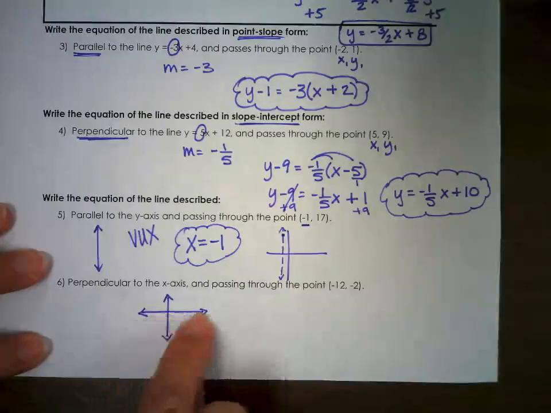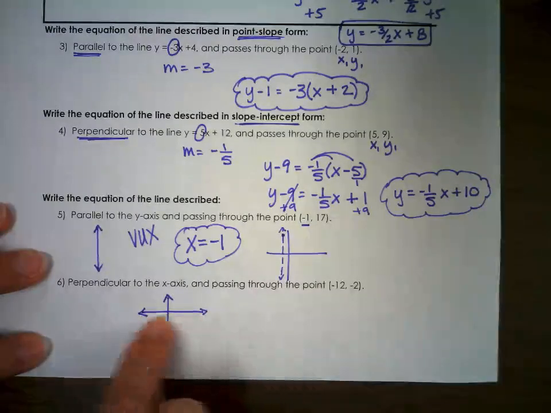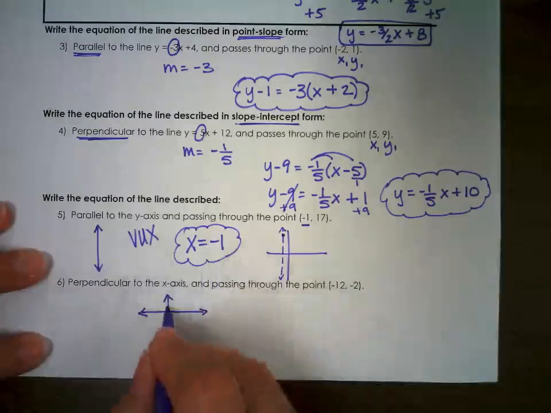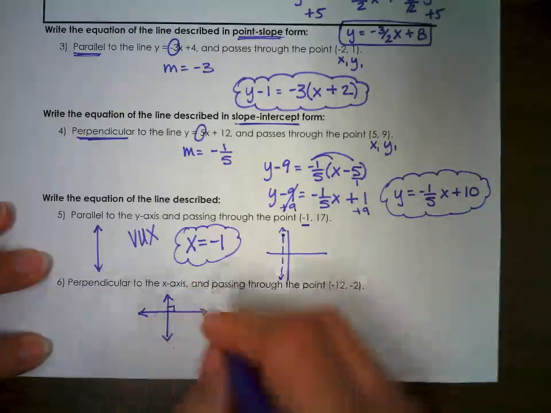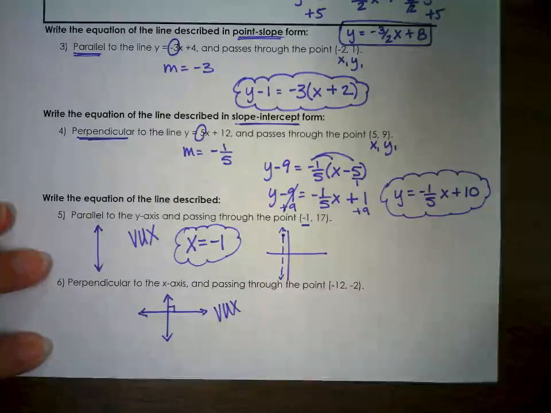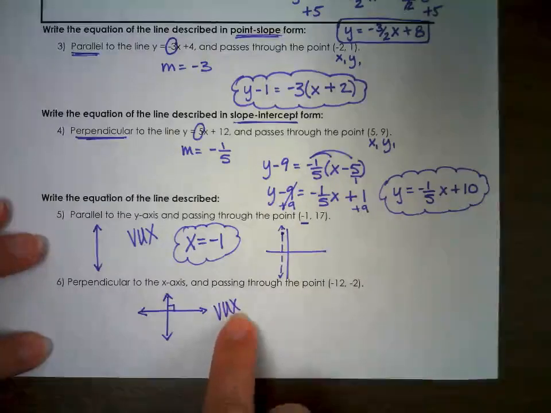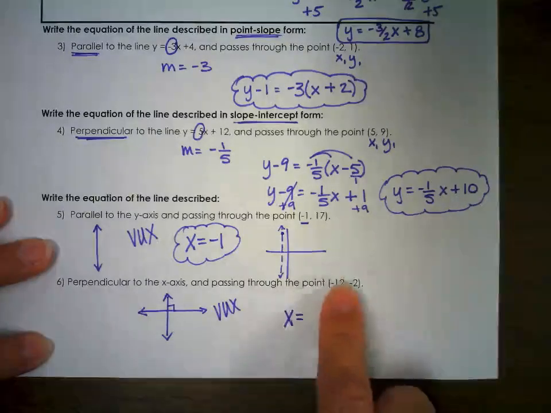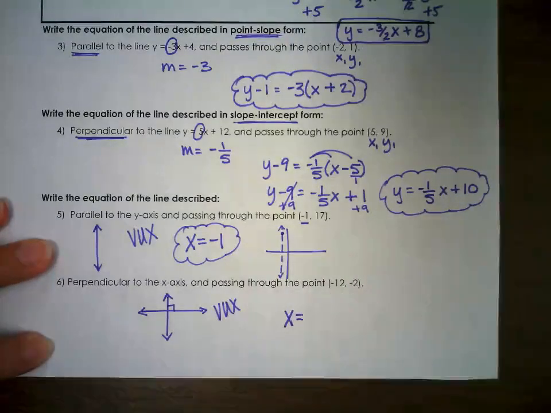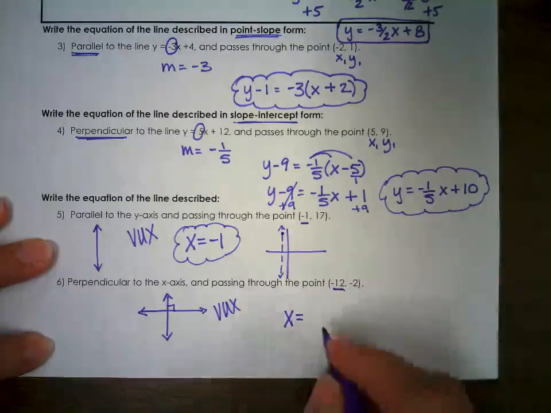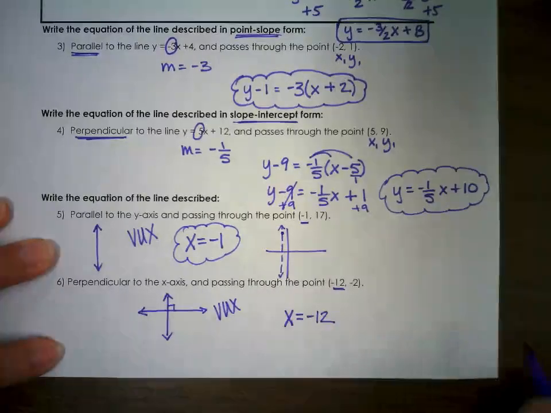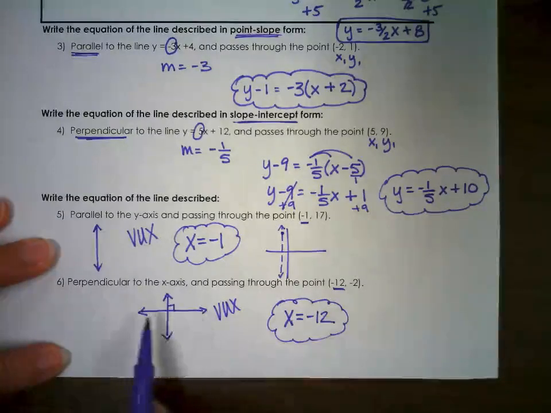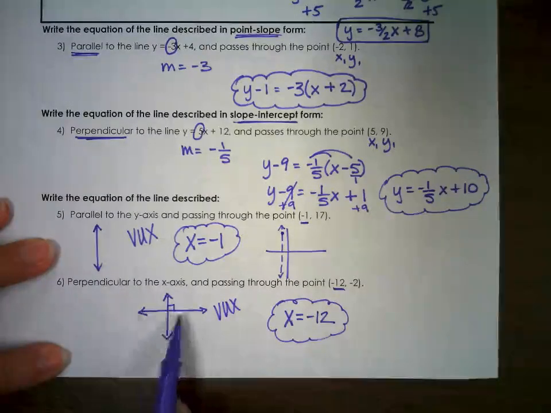So parallel to the x-axis, that would have been a horizontal line, but we want perpendicular to the x-axis, so that is going to be another vertical line, right? So it's going to be another x equals equation with an undefined slope, and in order to go through this point, what is x going to have to equal? Negative 12, right?